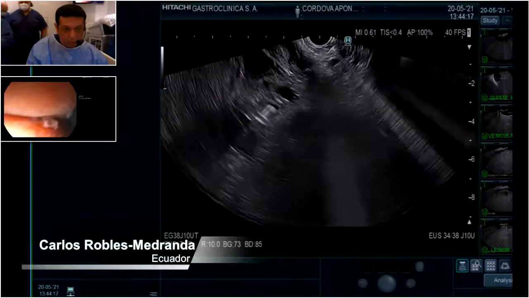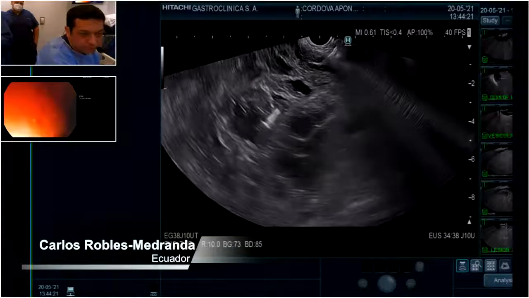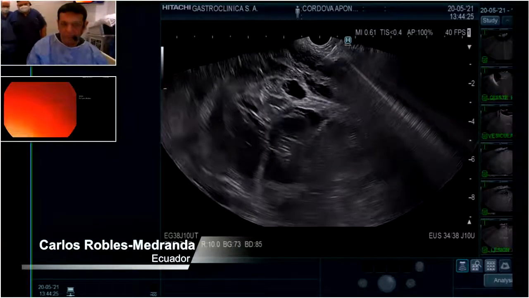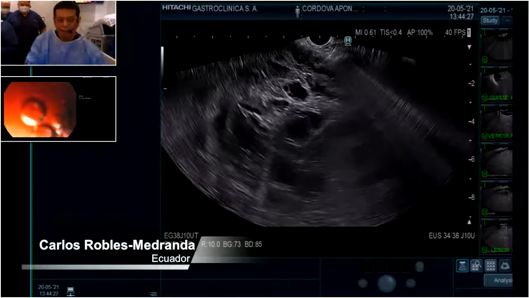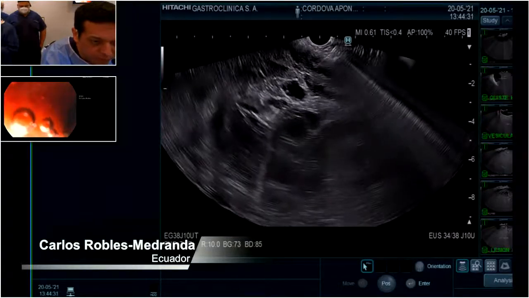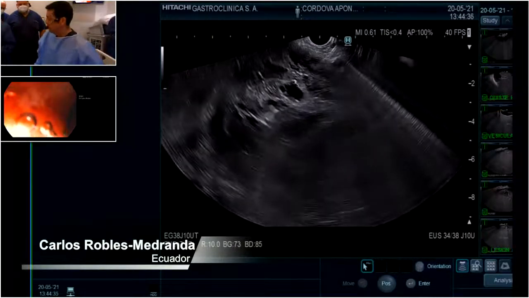So now I will do a drainage. And it's incredible. That's why these that appear to be septums are not septums. No, are not real septs.